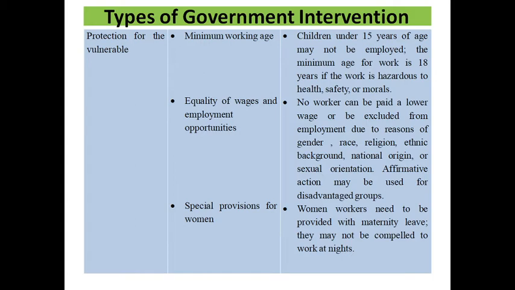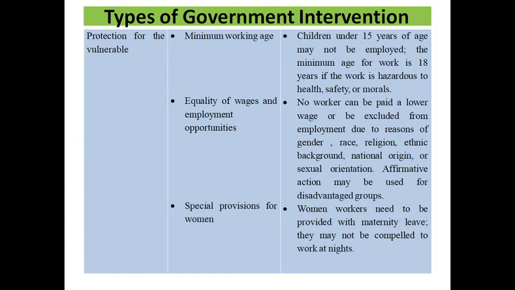Then another type of government intervention is protection for the vulnerable section or vulnerable people. Now here the specific policies may be, say, relating to setting of minimum working age. Example, children under 15 years of age may not be employed. The minimum age for work is 18 years if the work is hazardous to health, safety, or morals.